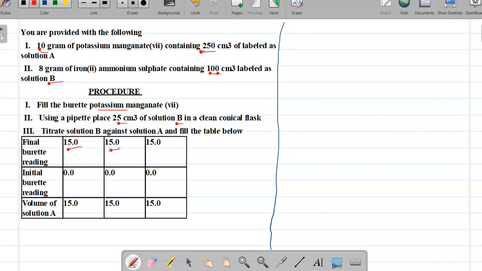This is now the first titer, second titer, third titer. The first titer is 15.0, 15.0, 15.0. The initial volume is 0.0, 0.0, 0.0. The volume of solution used is 15, 15, 15. When you get such results, you are supposed to carry out the calculation. So let us see the calculation.